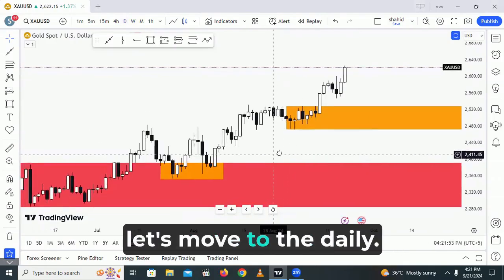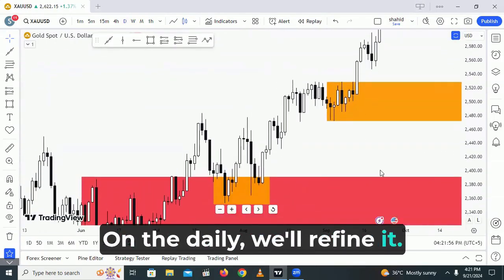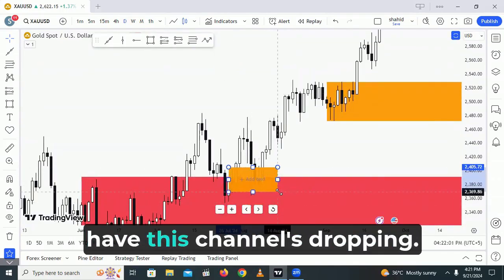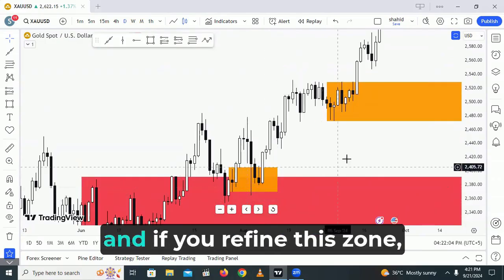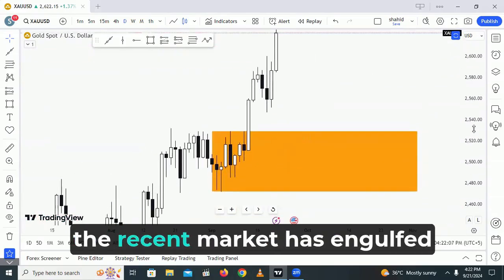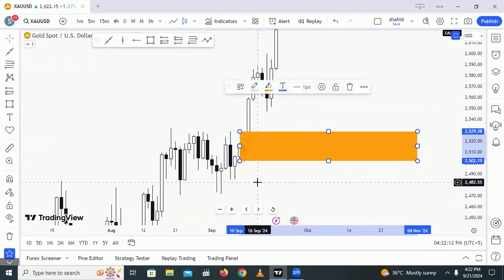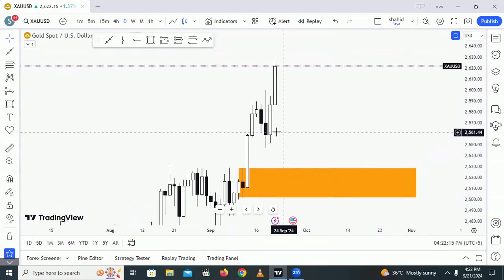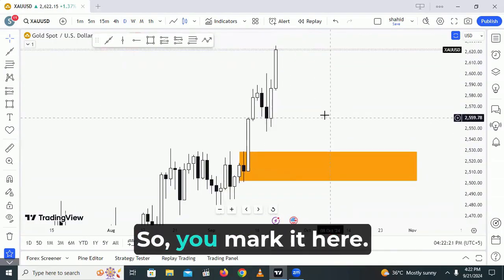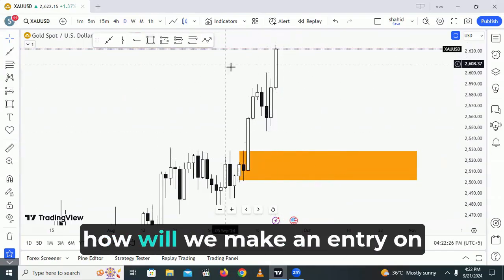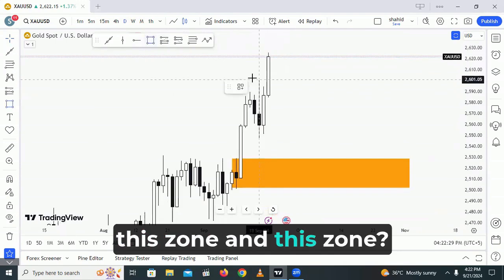Now let's move to the daily. On the daily, we'll refine it. If we refine it on the daily, what happened here is that we have these channels dropping. This happened here, and if you refine this zone, the recent market has engulfed it. If you look, it's called multiple engulfing. So you mark it here, which is the better zone, this one. So if we mark it here for entry, how will we make an entry on this zone and this zone?